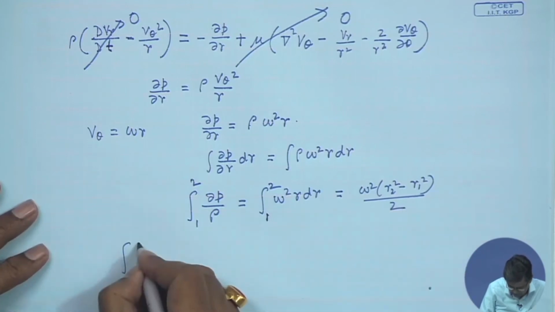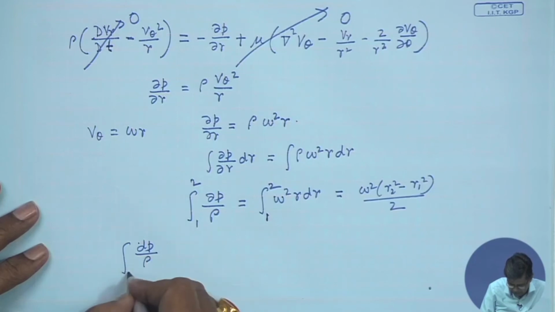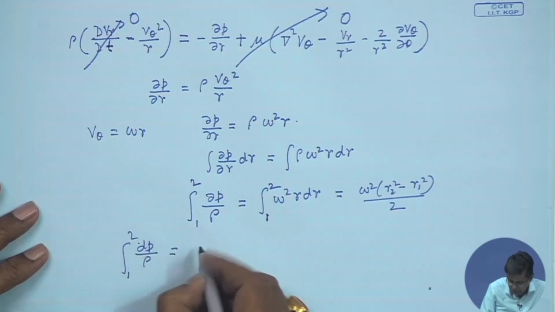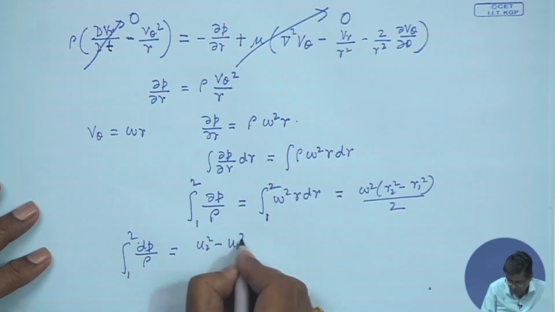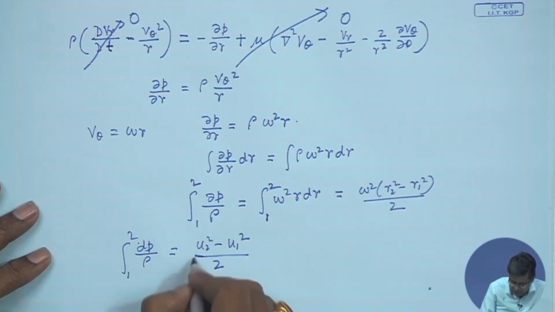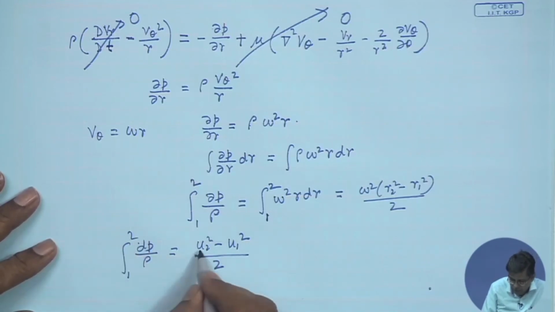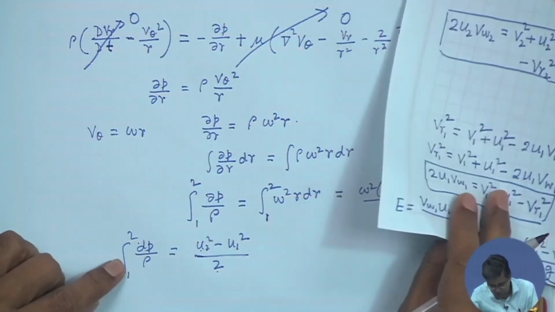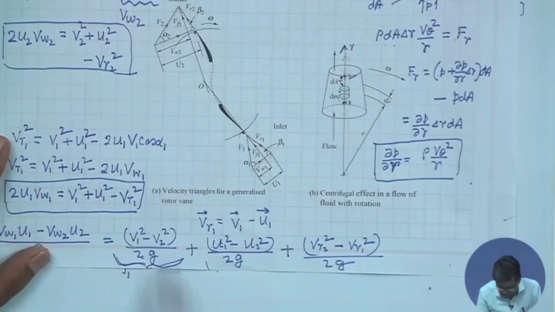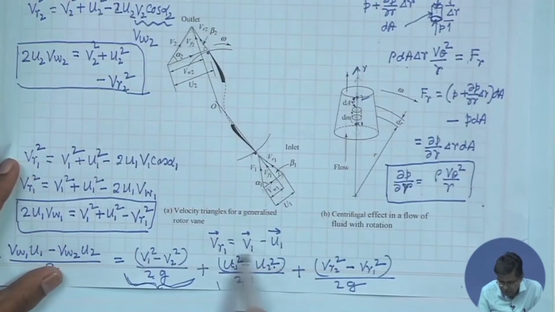So, therefore, we can now write dP, considering P as a function of the radial location only, for your understanding. This is u2 square minus u1 square by 2. That means this is the flow work delivered by the fluid, which is u2 square minus u1 square by 2. Also, this is the flow work given to the fluid, I am sorry, here it is delivered by the fluid, u1 square minus u2 square by 2g, that is per unit weight.